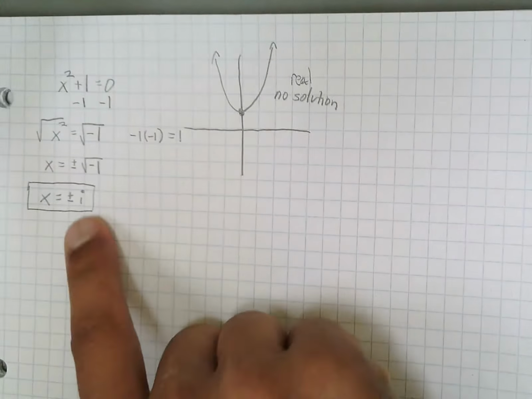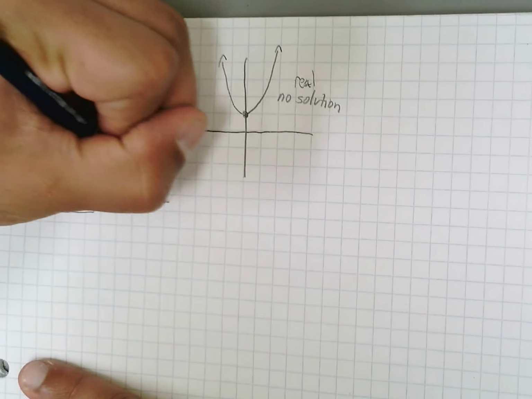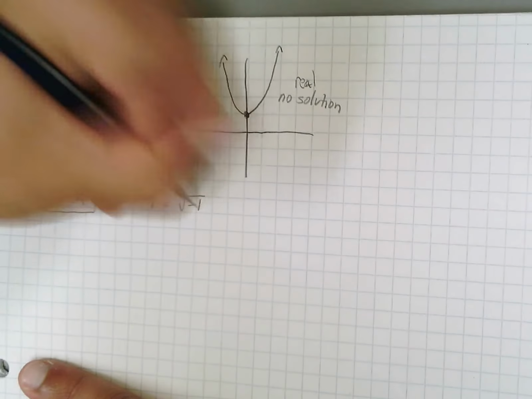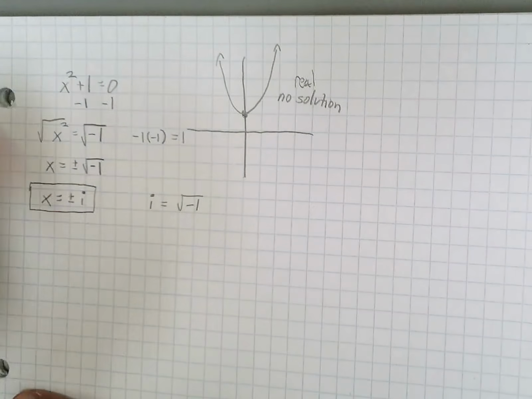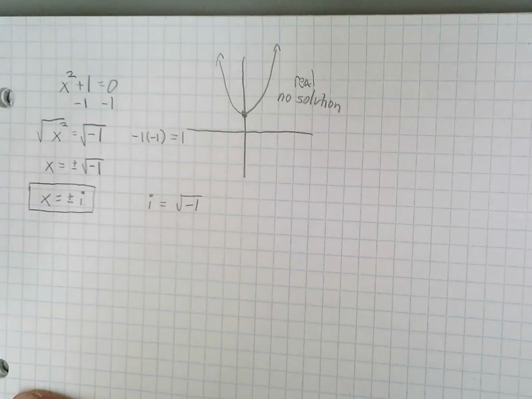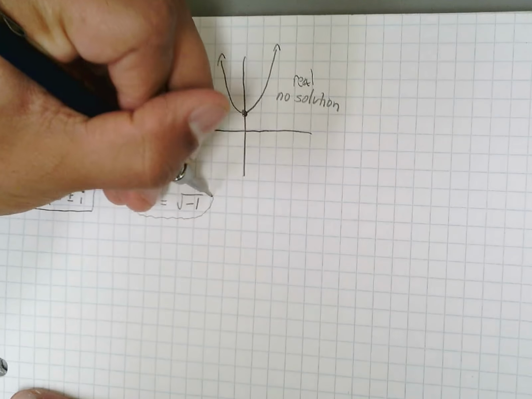So let's discuss what this i means. i, by definition, is equal to the square root of negative 1. Once again, i is just the square root of negative 1. This is important that we understand what i represents.